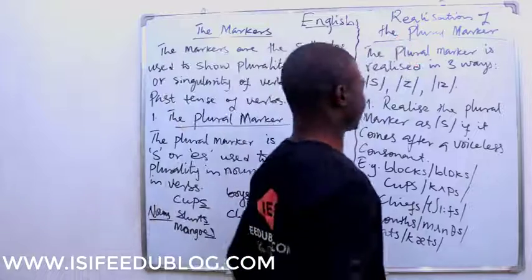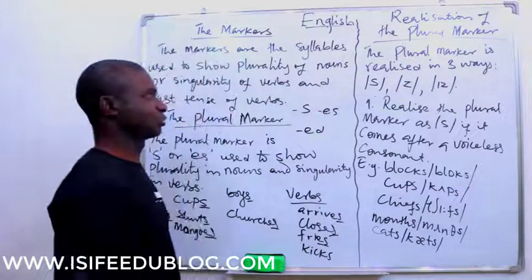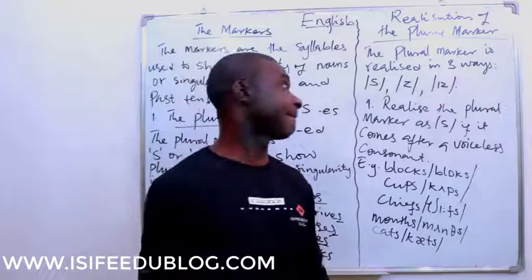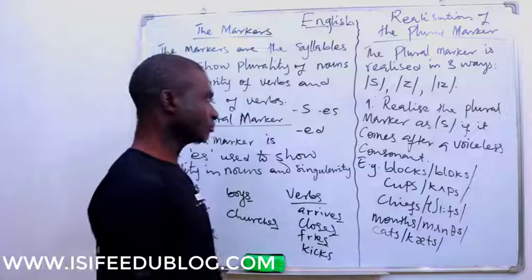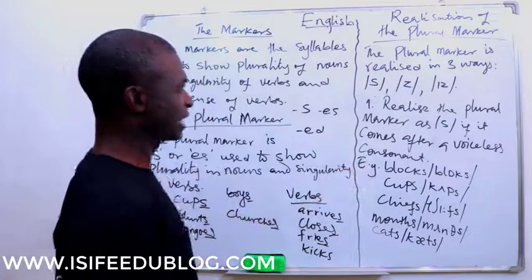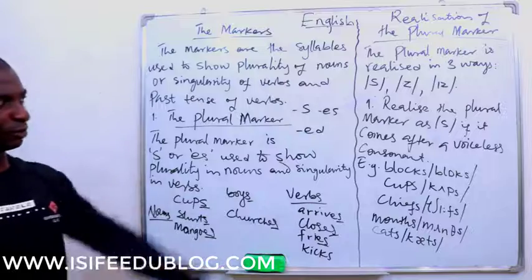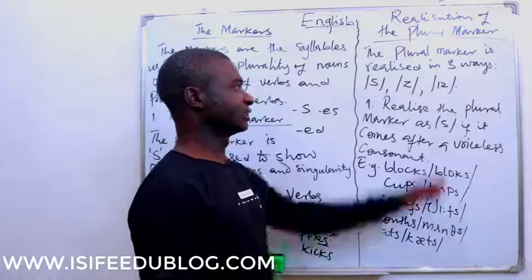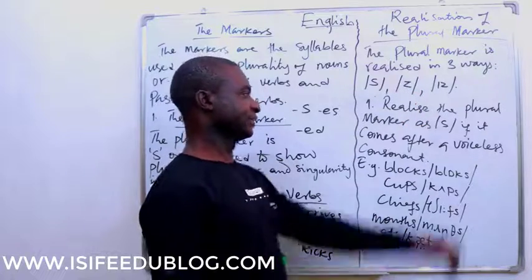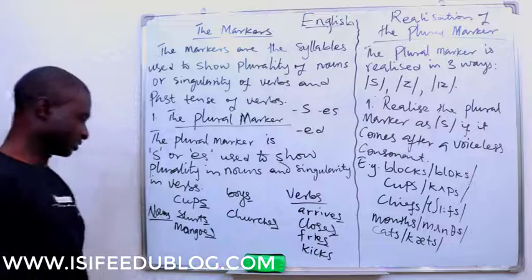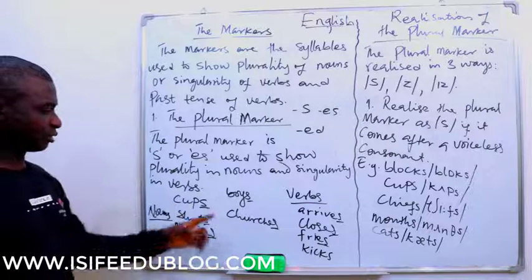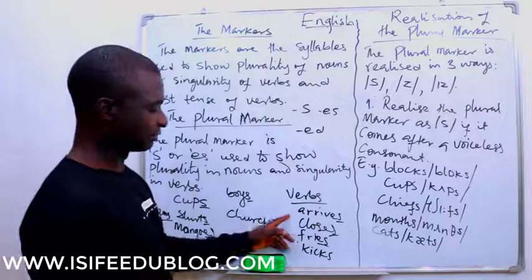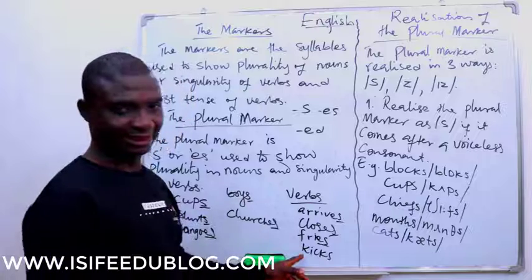That's why we have tagged the subheading here, realization of the plural marker. That is pronouncing the plural marker. Now, the plural marker is realized in three ways. One is S, two is Z, three is iz. You see it? Caps, boys, churches. Arrives, closes, kicks.